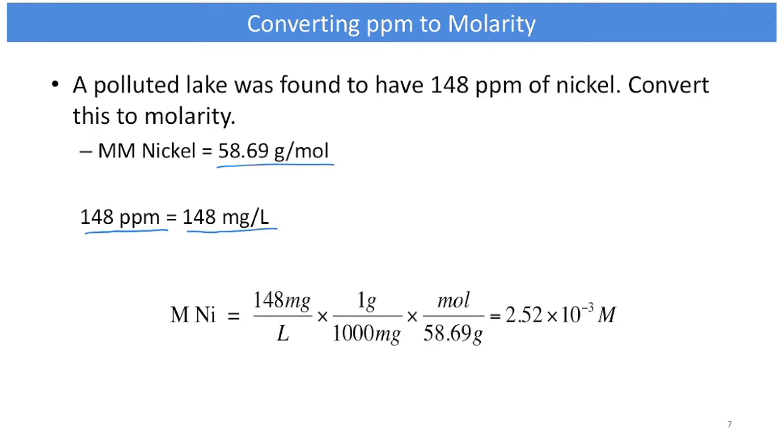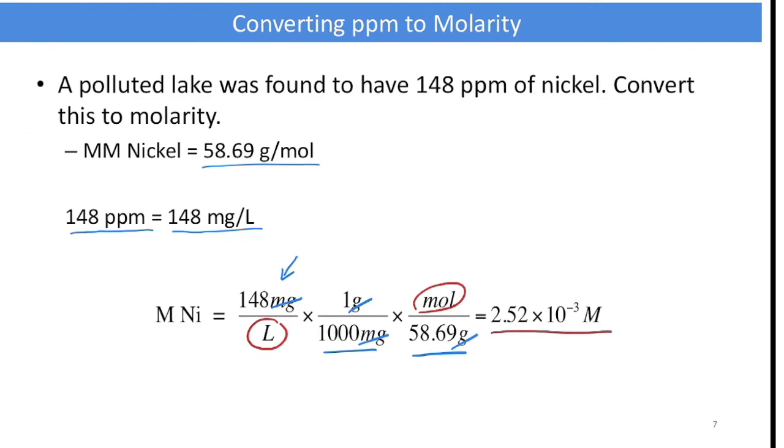So we start off with our 148 milligrams per liter, and we're going to convert milligrams into grams using this. Right, so now our milligrams have canceled. We're left with grams per liter at this point. But we're asked for molarity, so we know that we should convert grams into moles. So this is the molar mass of nickel, so that we have 1 mole of nickel per 58.69 grams. The grams now cancel, and we're left with moles per liter. And that ends up being our answer, 2.52 times 10 to the minus 3 molar.